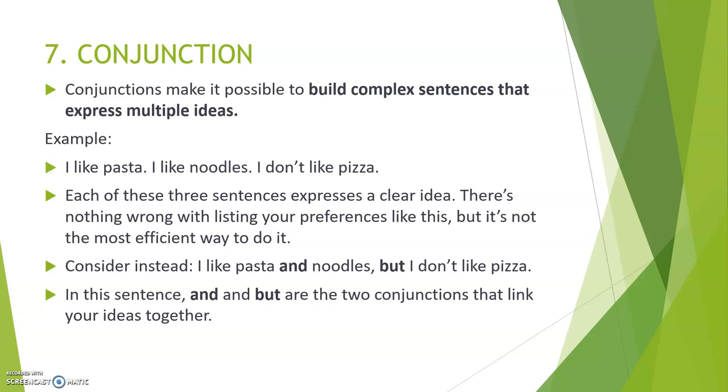But as an English speaker, it is not the most efficient way to convey your idea. So let's consider another way to express these things. I like pasta and noodles, but I don't like pizza. In this sentence, and, but are the two conjunctions that link your ideas together.